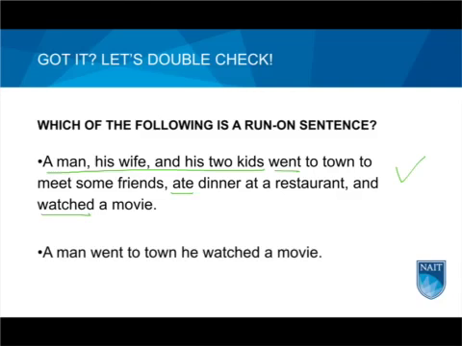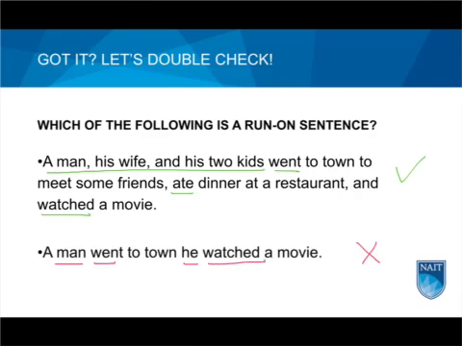Now let's look at the second sentence. A man went to town, he watched a movie. Is this a run-on sentence? It is. This is incorrect. A man went to town. We've got a subject, which is man. Went is a verb. Then we have another subject, he, and another verb, watched.